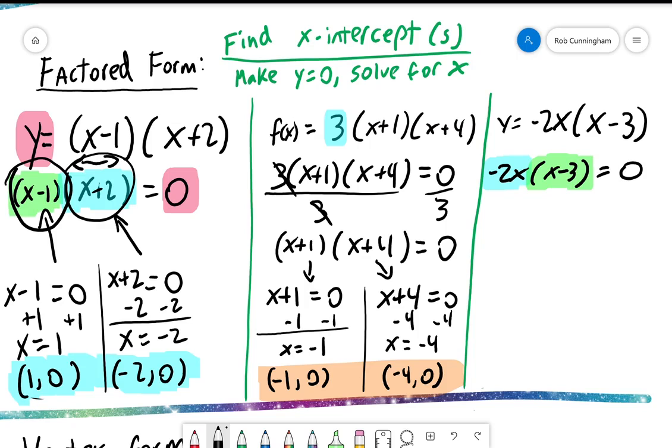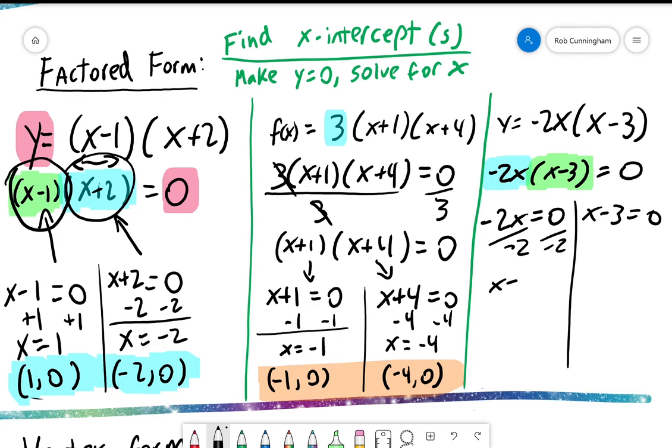And the answer is no. No, it doesn't change anything. The same method still works. We still have two factors multiplied together to make 0. So we're still going to take each factor and set it equal to 0. Over here on the left side, negative 2x equals 0. Divide both sides by negative 2. You get x equals 0. On this side, add 3 to both sides.